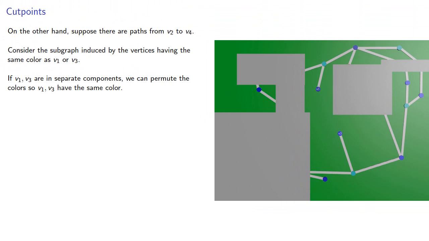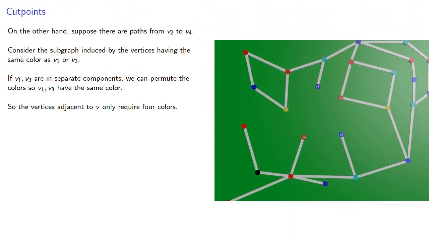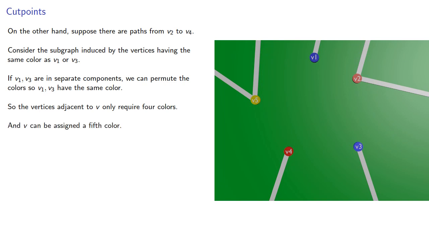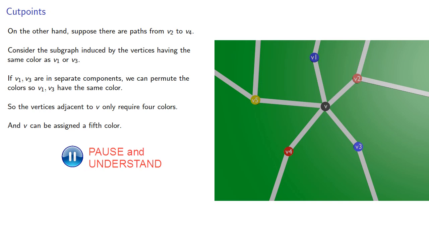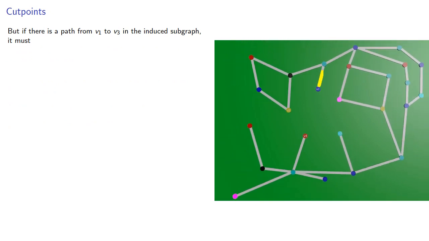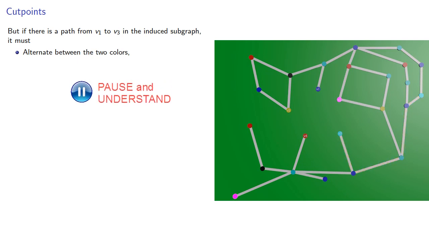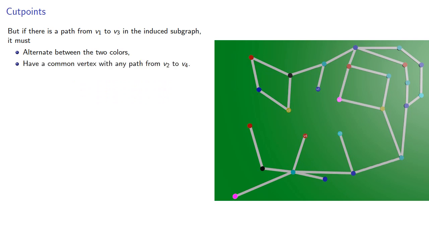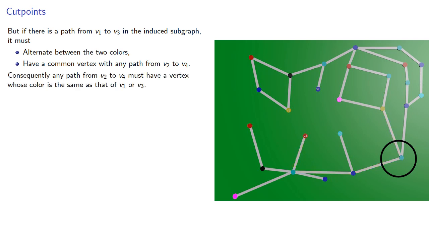So the vertices adjacent to V only require 4 colors. And again, when we restore V, it can be assigned a fifth color. But if there's a path from V1 to V3 in the induced subgraph, it must alternate between the two colors, and have a common vertex with any path from V2 to V4. Consequently, any path from V2 to V4 must have a vertex whose color is the same as that of either V1 or V3.